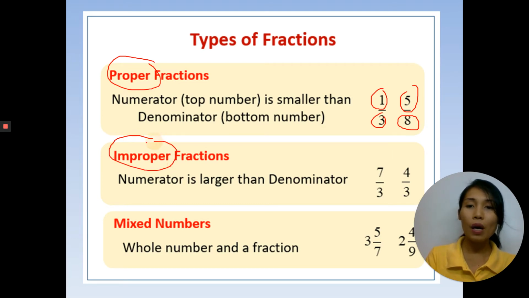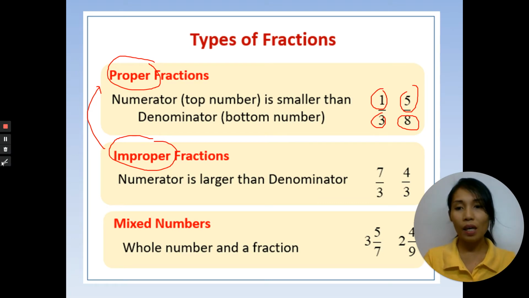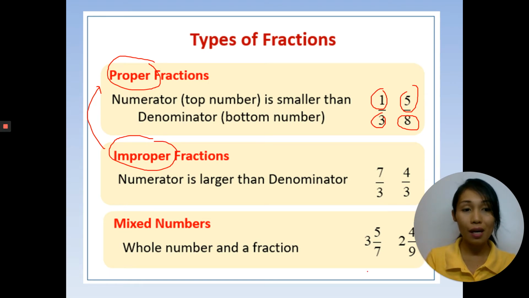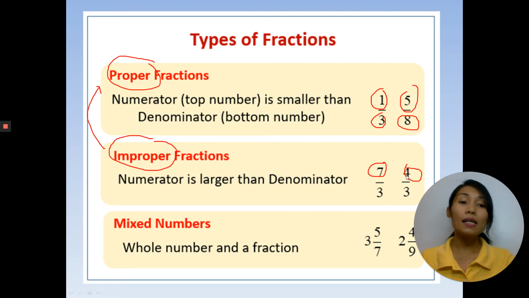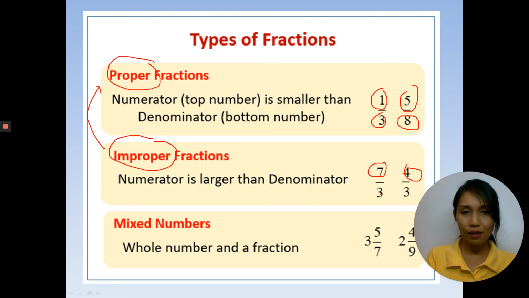Okay, next is improper fraction. Improper fraction is the total opposite of the proper fraction. Okay, improper fraction is a fraction where the numerator is bigger or larger than the denominator. Okay, just look at the sample here on the right side. The numerators 7 and 4 is bigger than the denominators 3, right? Okay.